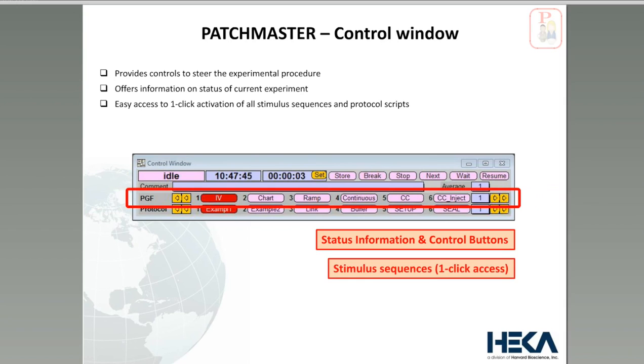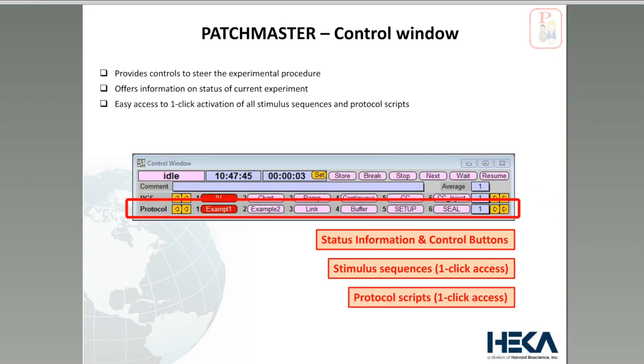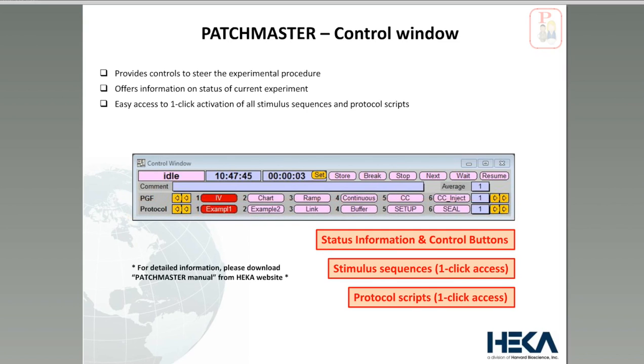Then the row underneath is the row with the stimulus sequences. And here you basically press just the stimulus sequence. When you press it, it will start. Underneath that is the row with the protocol scripts. And the same applies here. When you press on the button, the protocol will start. Now, this is also very nicely explained in the PATCHMASTER manual. Again, you can download it from our website.